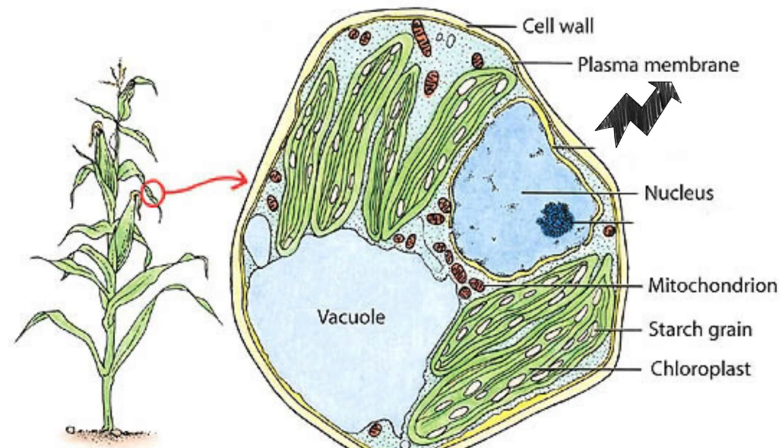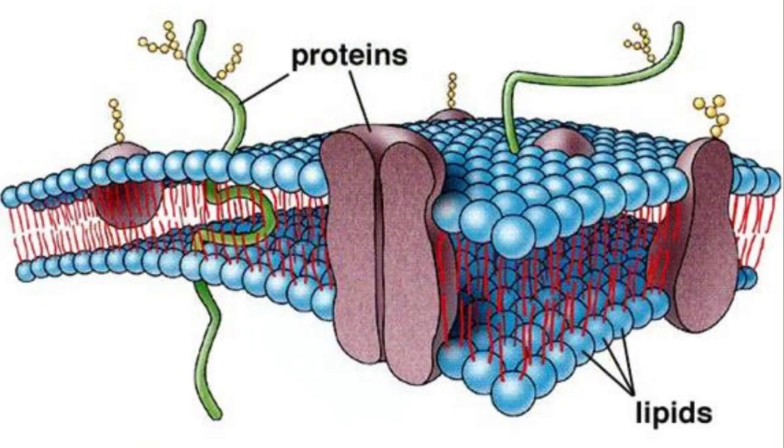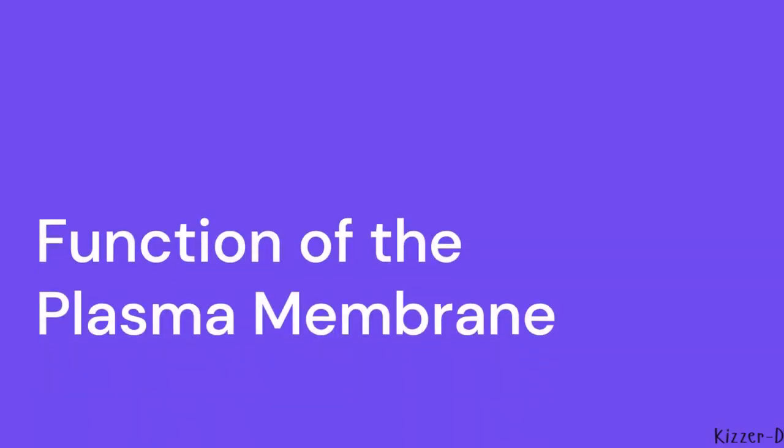So, to put it simply, the plasma membrane is made up of lipids and proteins, lipids being made up of fatty acids and proteins being made up of amino acids, molecules you collect from your diet. So now we know what the structure of the plasma membrane is, let's look at the function.